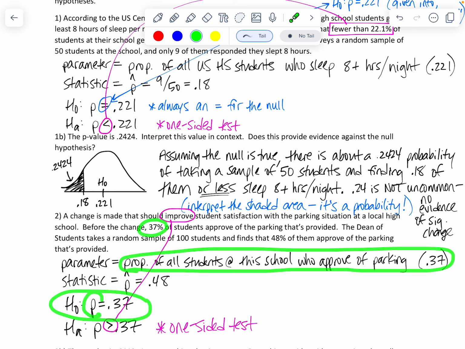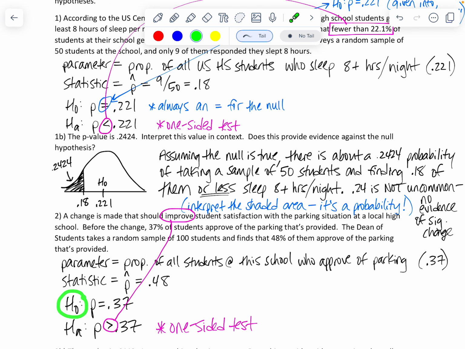That is the parameter. I'm using a regular P, and that is my null hypothesis. And yes, the null hypothesis, just like this one, always has an equal sign. My statistic from the one sample of 100 students that I took yielded a percentage of 48%. If I took a different sample, I'd probably get a different number than 48, but the one sample I took gave me 48.